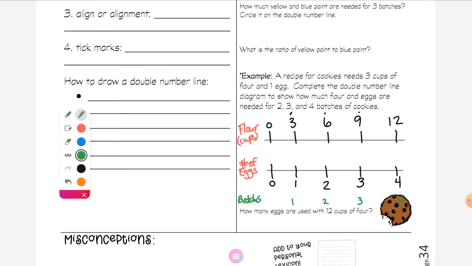Yes? You should. Yeah, we probably should have put arrows on there. Now, how many eggs are used with 12 cups of flour? So I go to flour, I go to 12. So here's the number it's talking about. Where do I look to find the number that is matched with it, Jake? Down. Yeah, I look straight under from the one given. So how many eggs do I need? 4 eggs.